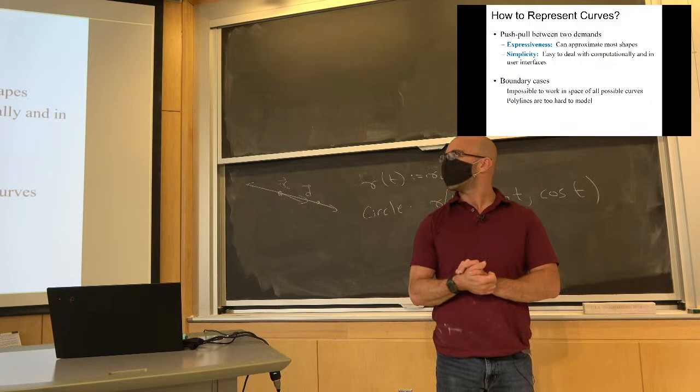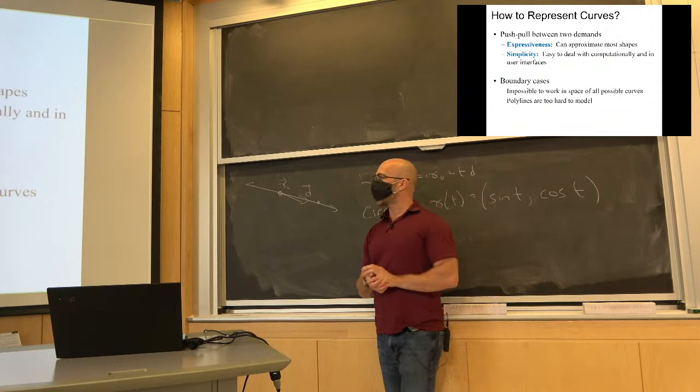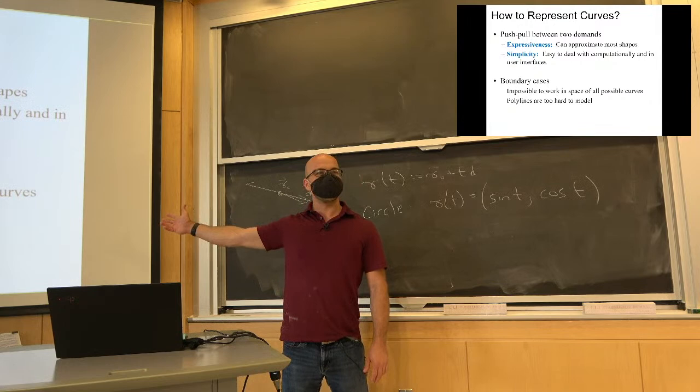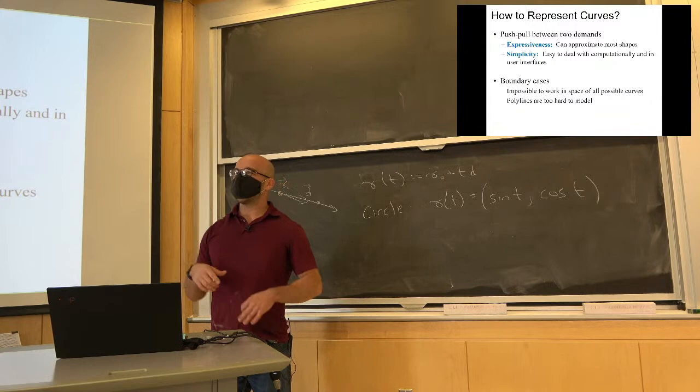Now, of course, I could push this to the far extremes and get some impractical limits. So, for example, I'm never going to find a representation of all possible curves on a computer because we have a finite number of bits. And moreover, polylines, which are sort of the simplest possible representation, only know how to draw line segments, but you're going to need a lot of line segments in order to approximate any given shape.